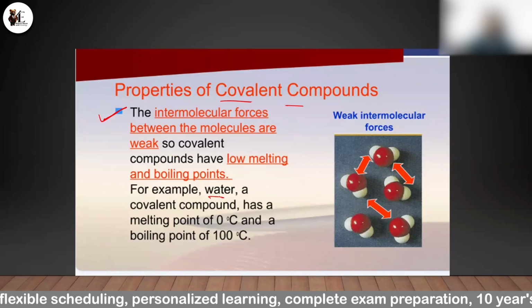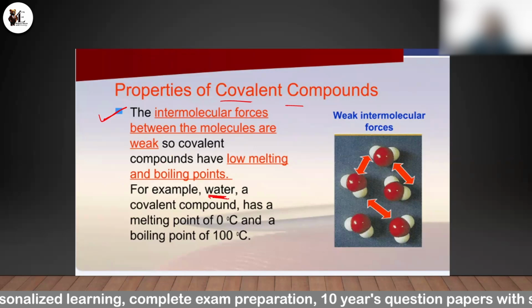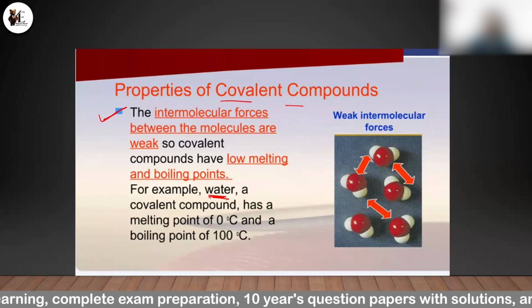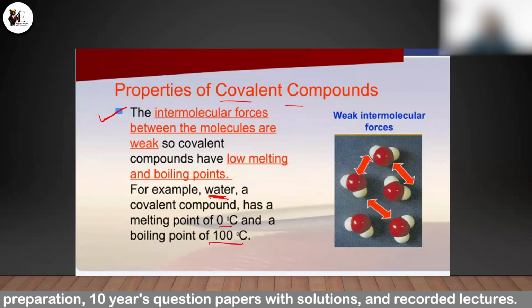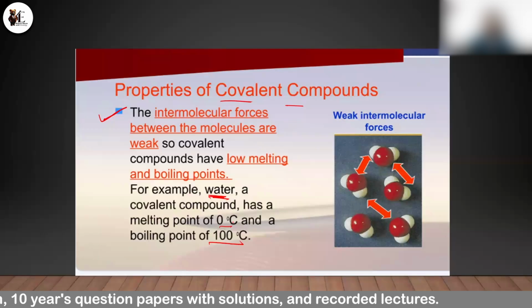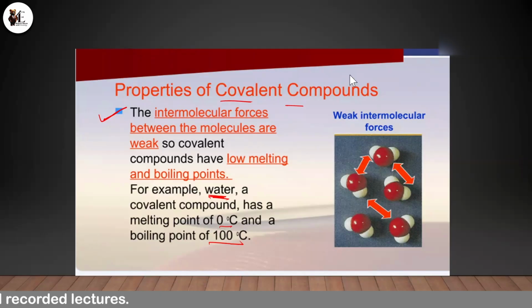For example, you can see water, where sharing of electrons happens between hydrogen and oxygen. It is a covalent compound. It has a melting point of 0 degrees Celsius, which is low, and a boiling point of 100 degrees Celsius, which is also low. So covalent compounds have low melting and boiling points. You have to remember. Clear? Yes. We'll study more properties.